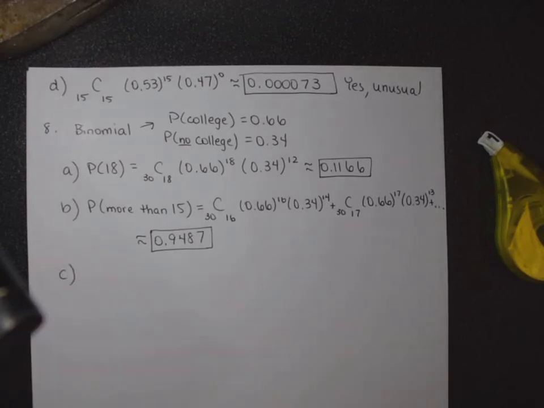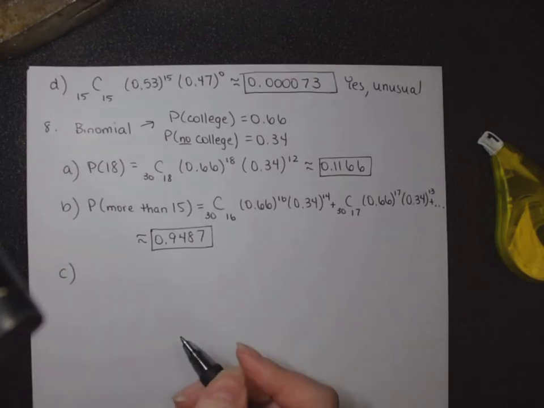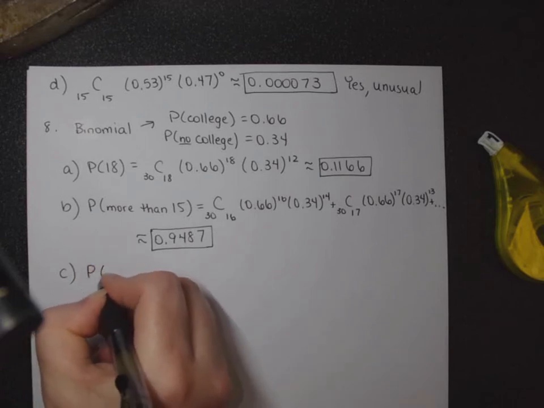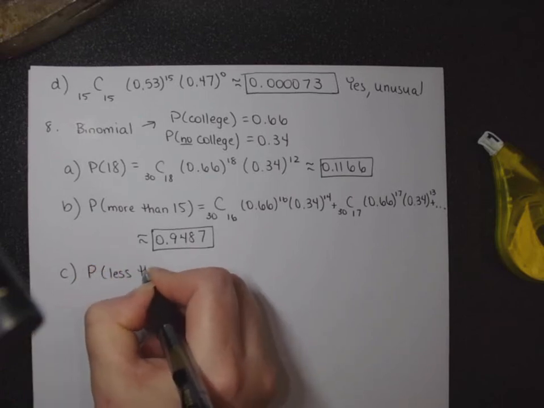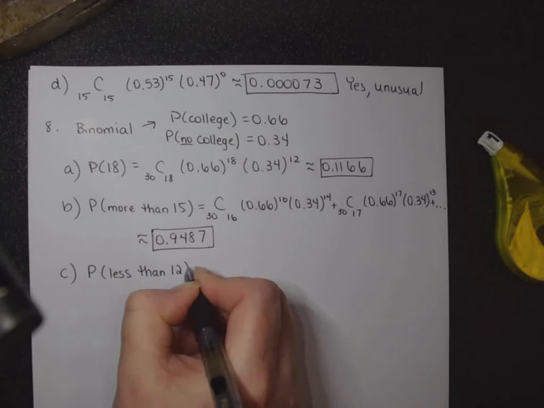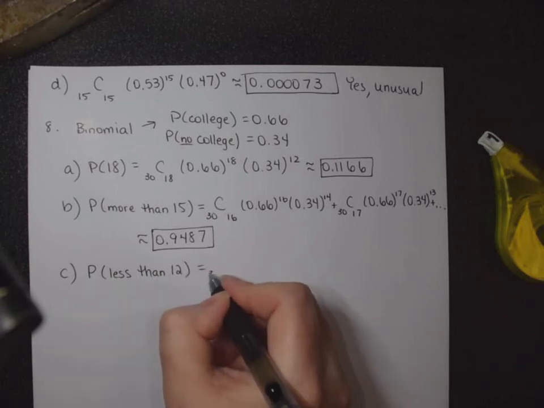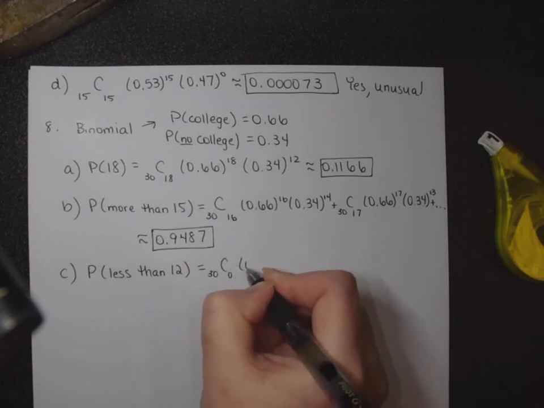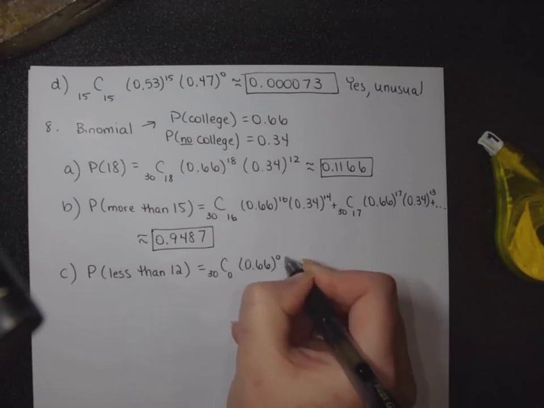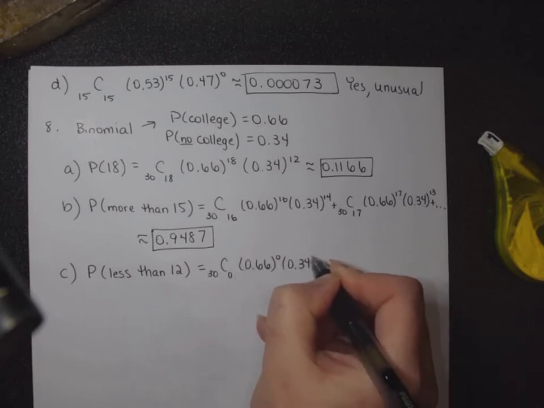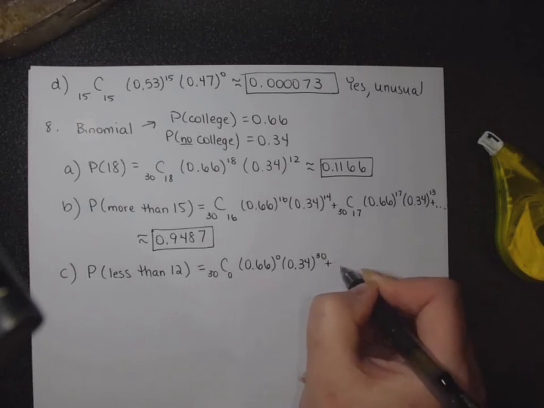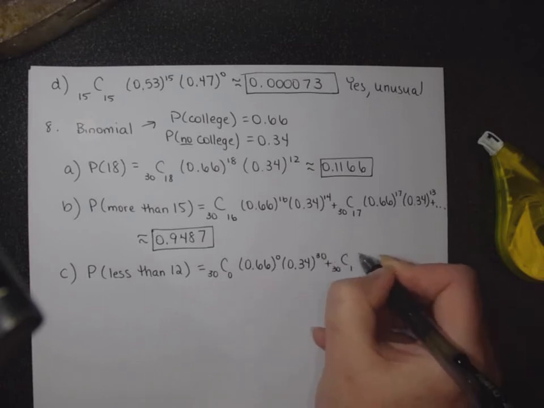Part C, what is the probability that fewer than 12? So less than 12. So out of 30, I would choose none. So none went to college, which means they all did not go to college. And then we'll move on to 1.